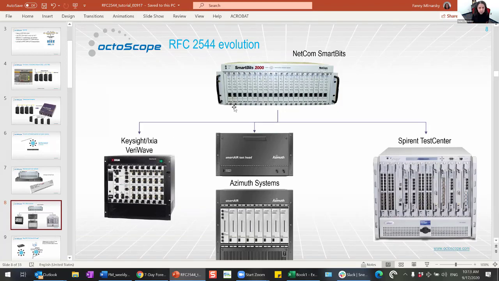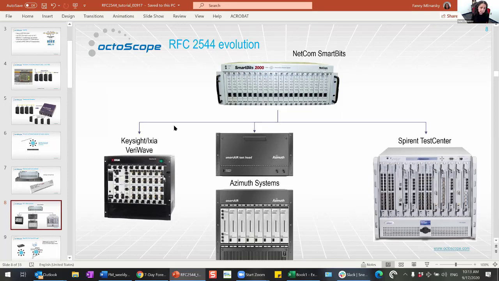Ixia was not spun off exactly. One of the key guys was actually at SmartBits, who left SmartBits and founded Ixia. Ixia went competing head-to-head with SmartBits. And SmartBits was Netcom. The company was Netcom. Netcom was sold to Spirent. So these two were competitors early on for switch test business.